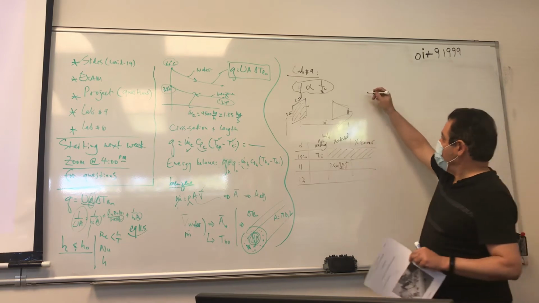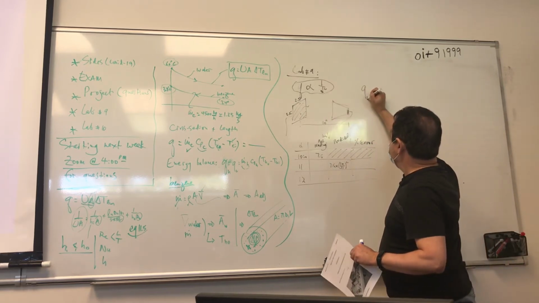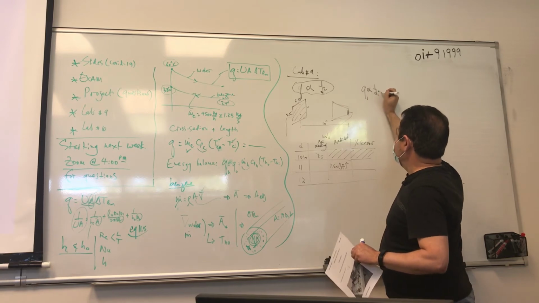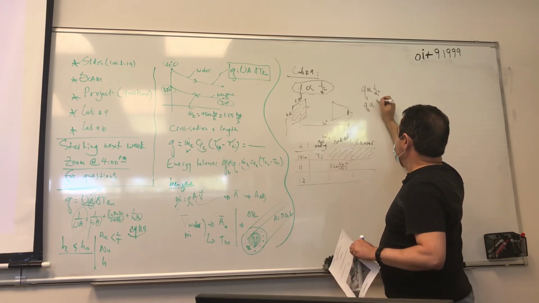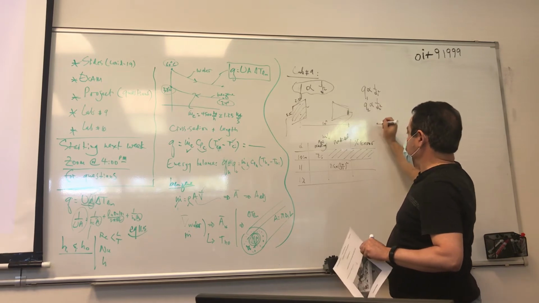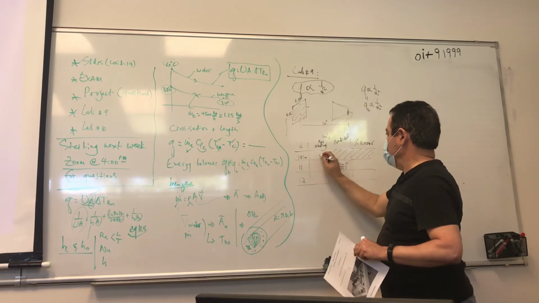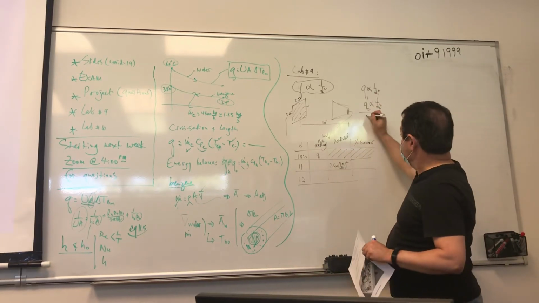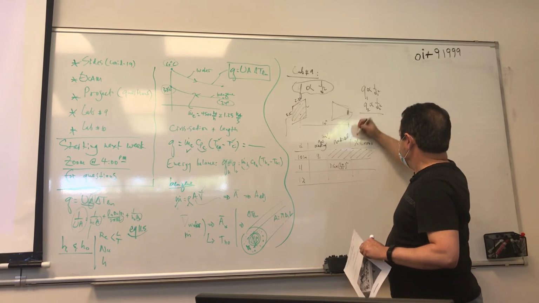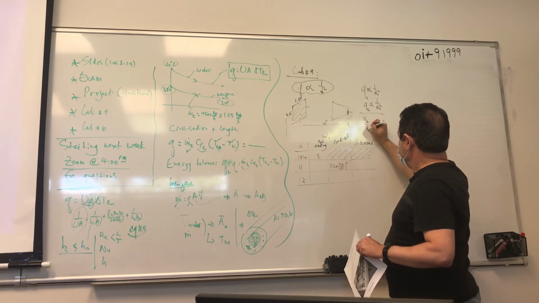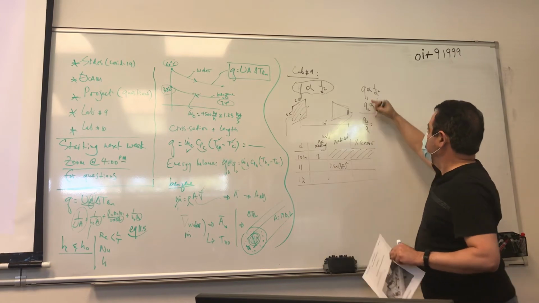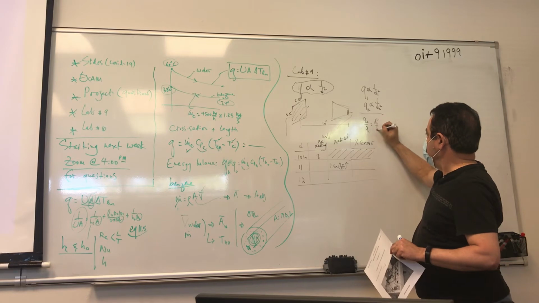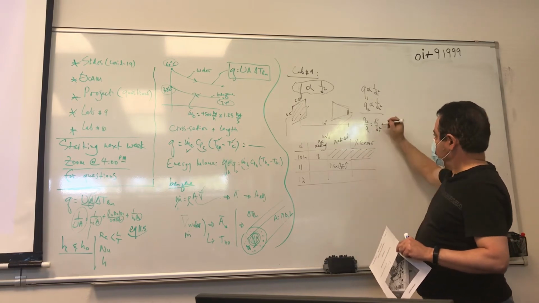So remember, if Q1 is proportional to 1 over D1 squared, and Q2 is proportional to 1 over D2 squared, let me call this Q1. If I take the ratio of these two, what do I get? I get Q2 over Q1 equal to D1 squared over D2 squared. What does this mean?